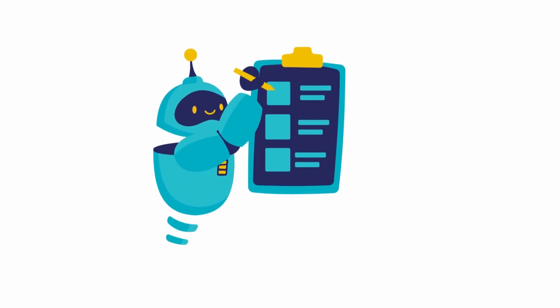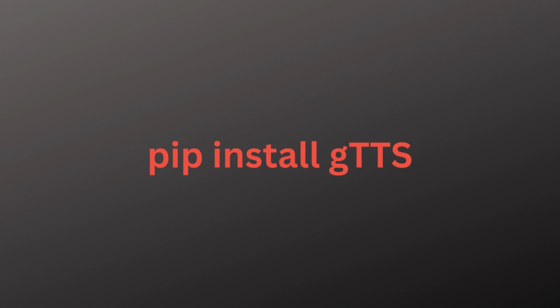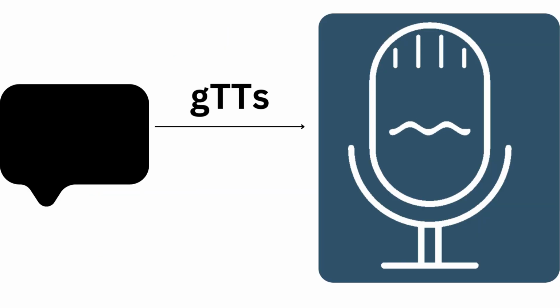First, we will start by installing the necessary packages. We will be using the gTTS, Google Text-to-Speech, library, which can be installed by running the command pip install gTTS in your terminal. Next, we will import the gTTS library and create a variable to store the text we want to convert to speech. We can then use the gTTS function to convert the text to an audio file, specifying the language and the speed of the speech.